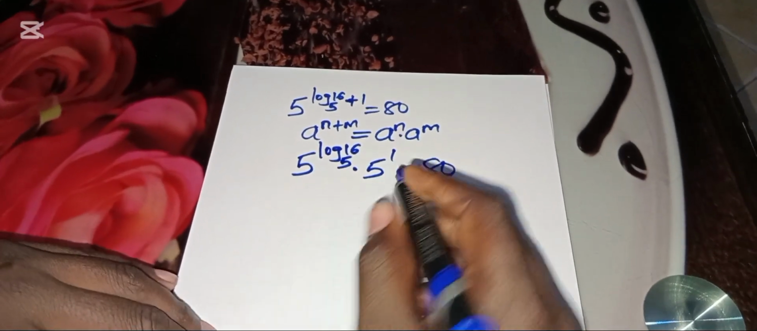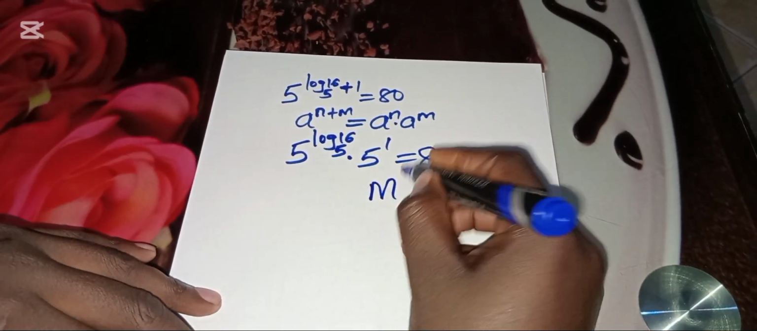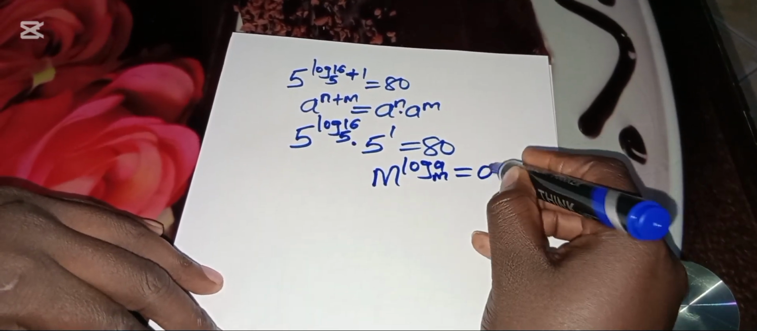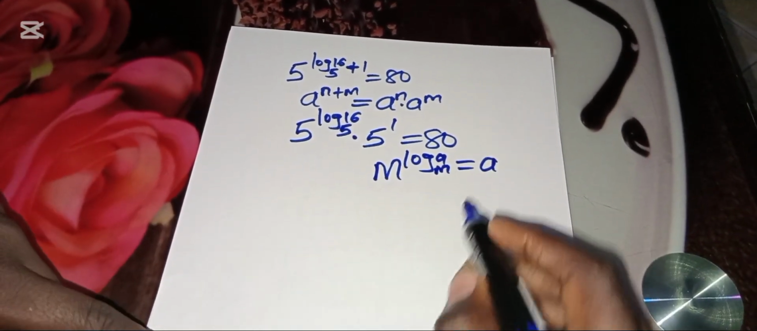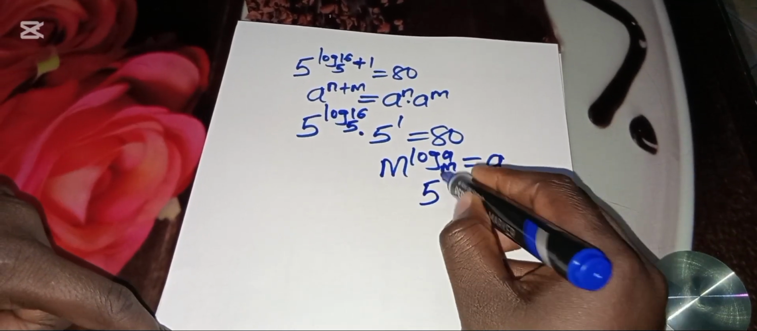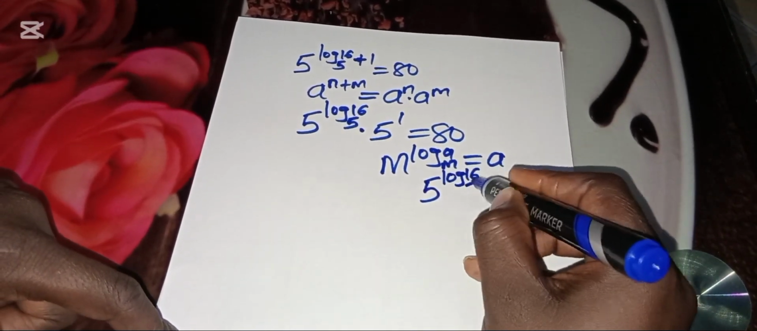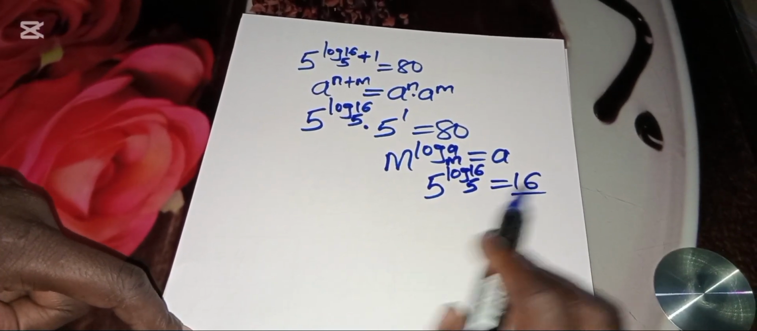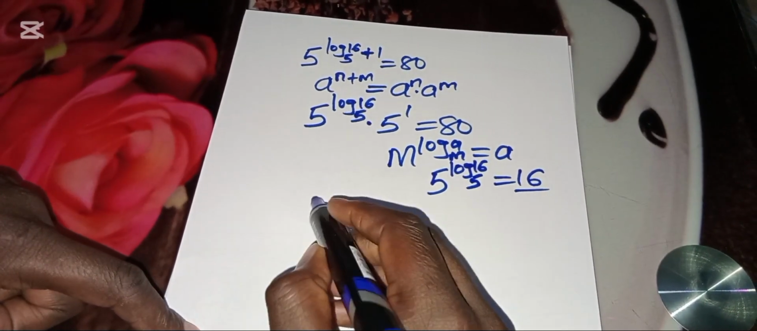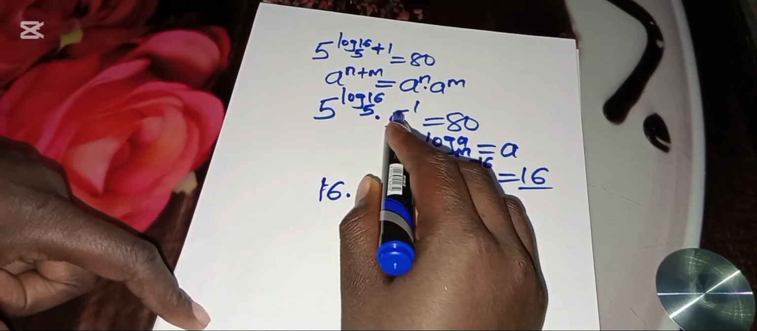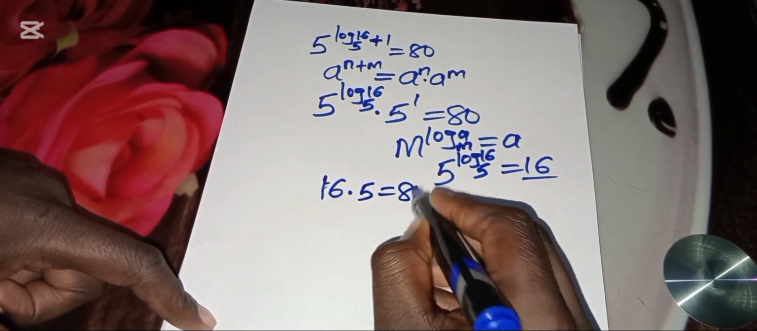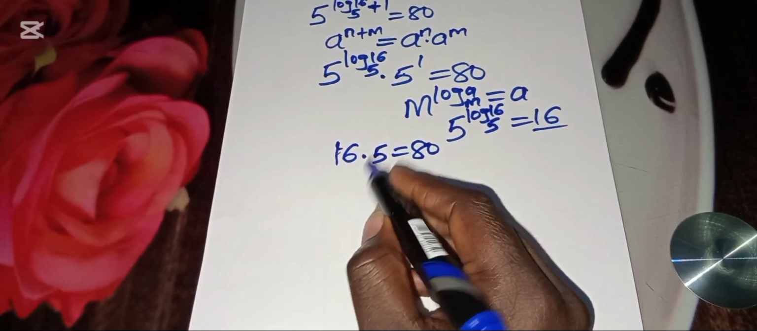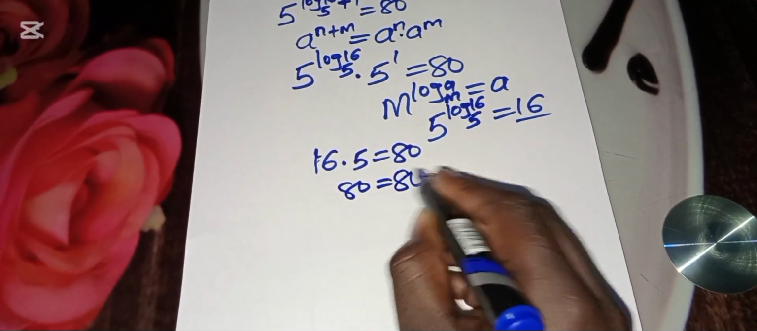Okay, but now if you have m raised to power log a to base m, this essentially is supposed to give us a value of a. So now if you have 5 raised to power log 16 to base 5, this is supposed to give us a value of 16. Now we substitute 16 back into the equation, so that you're going to have 16 multiplied by 5. This is supposed to give us a value of 80. And as you can see, 16 times 5 is 80, which is equal to 80.